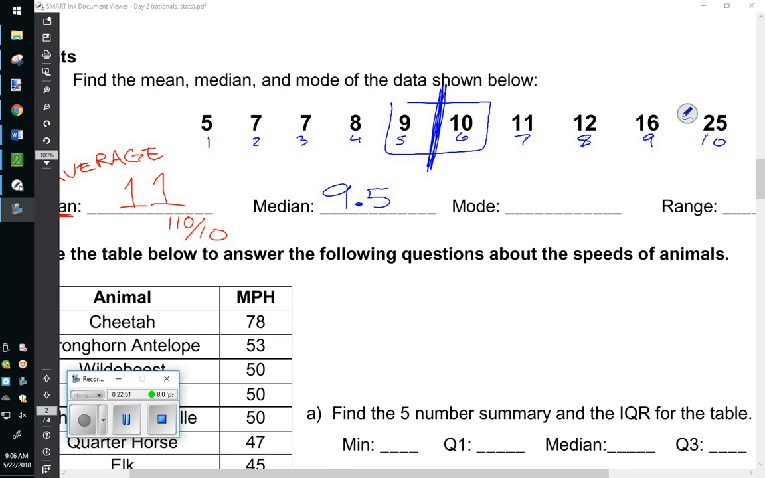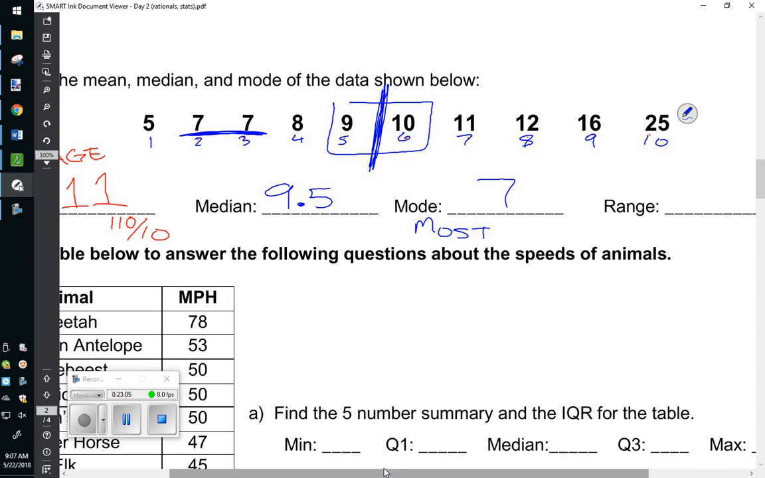Mode. What's another word for mode? Most common. Whatever one happens the most. Which one happens the most? 7 happens the most because it happens twice. Range means the biggest minus the smallest. So 25 minus 5, my range is 20. Questions there?